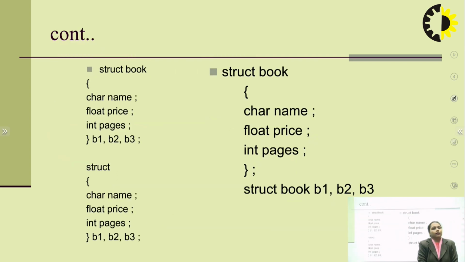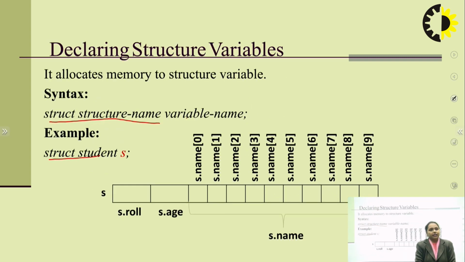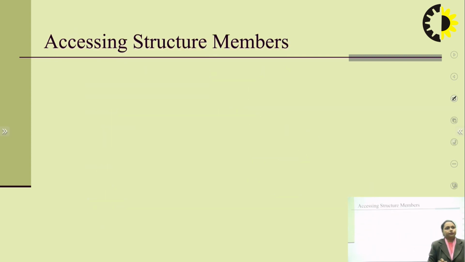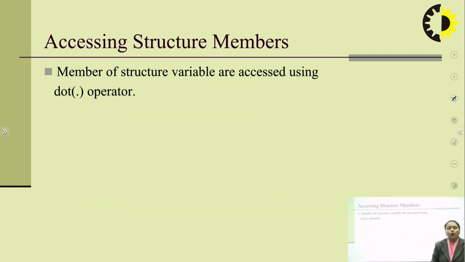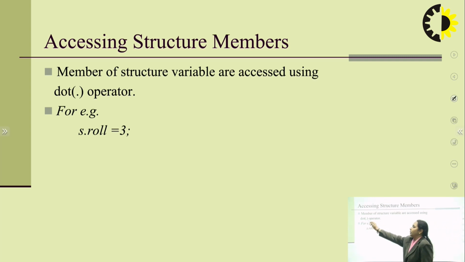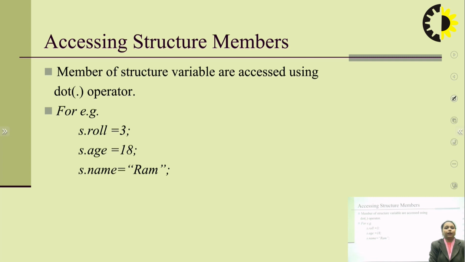Next, how to initialize and use this data. All the structure members, the variables defined within the structure, are accessed with the help of the dot operator. For example, if I want to store data within roll number, age, and name, how will I initialize those variables? With the help of this dot operator.